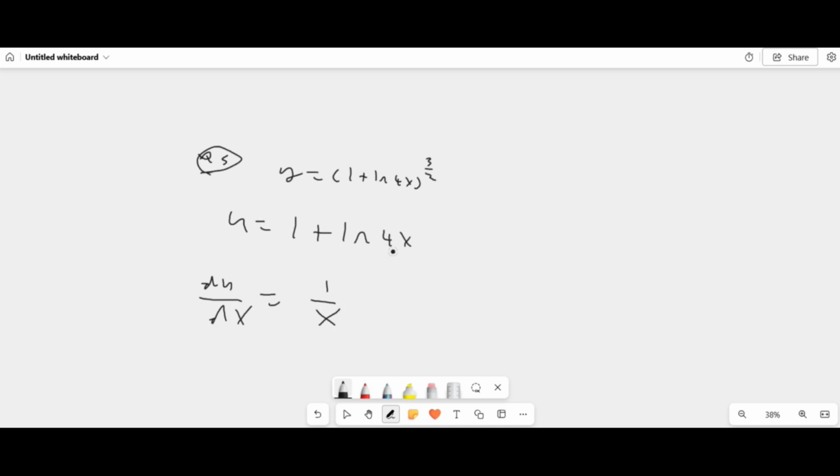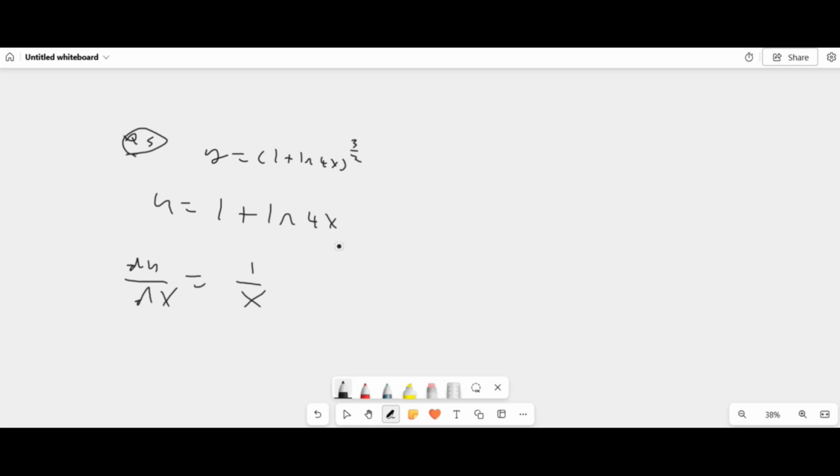So remember that. I explained this in the previous video. If you don't know about that, go and have a look. Obviously, when we differentiate ln 4x, or anything with a number next to the x, if it's ln, it's just 1 over x, not 1 over 4x.